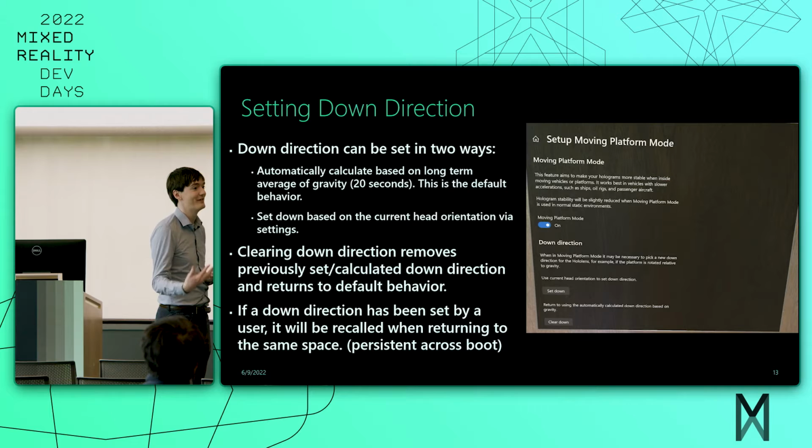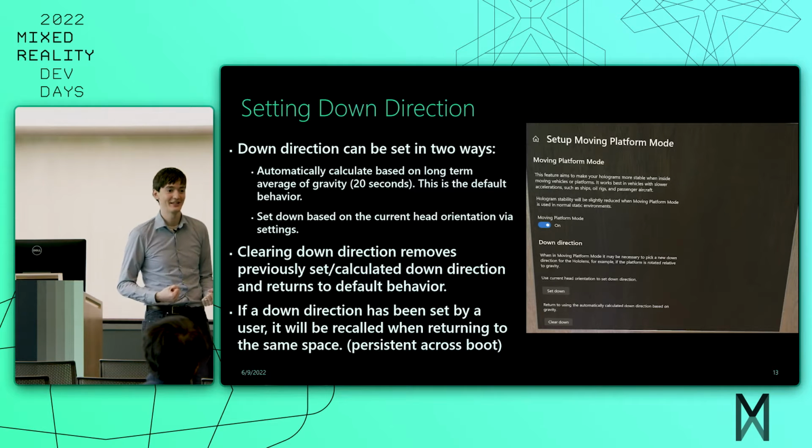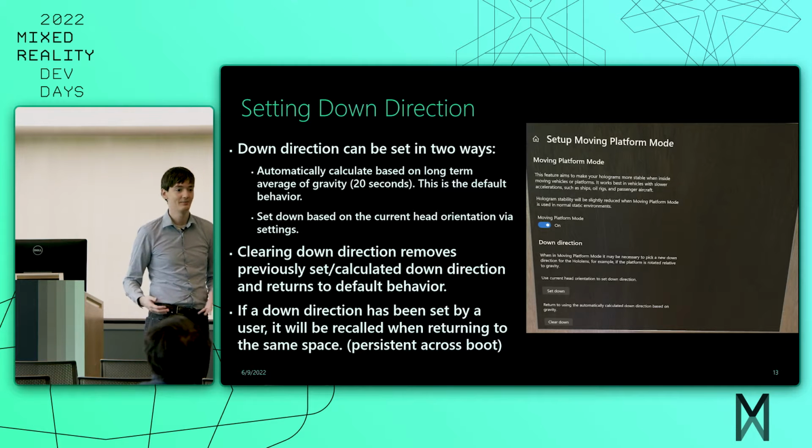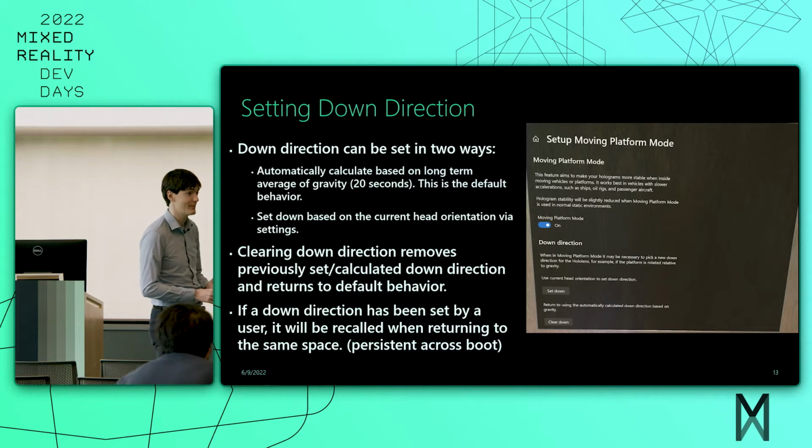But of course, you've put some effort, you've spent some of your own calories to set that down direction, and we don't want it to go away. Whereas the average one was done on every boot. So if you load into a space that there's previously been a user set down direction, it's going to remember that. It's going to load that in, and your down direction should remain persistent.